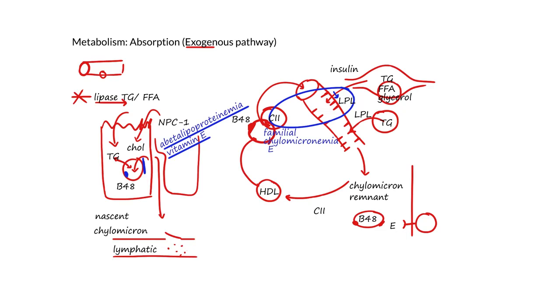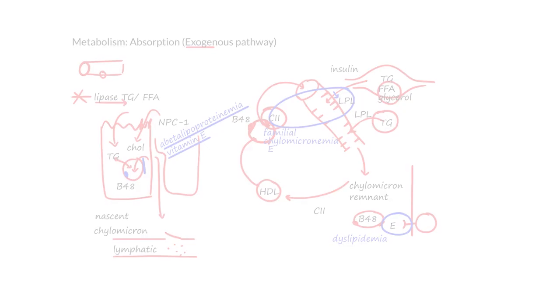That's one of the really important diseases to take into the exam. And then the third is if we have defects here between the E and the receptor, and this is going to be the basis of familial dyslipidemia.